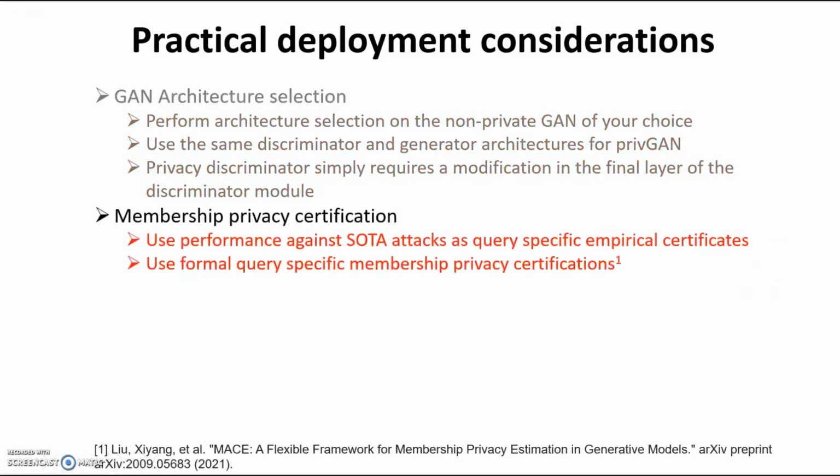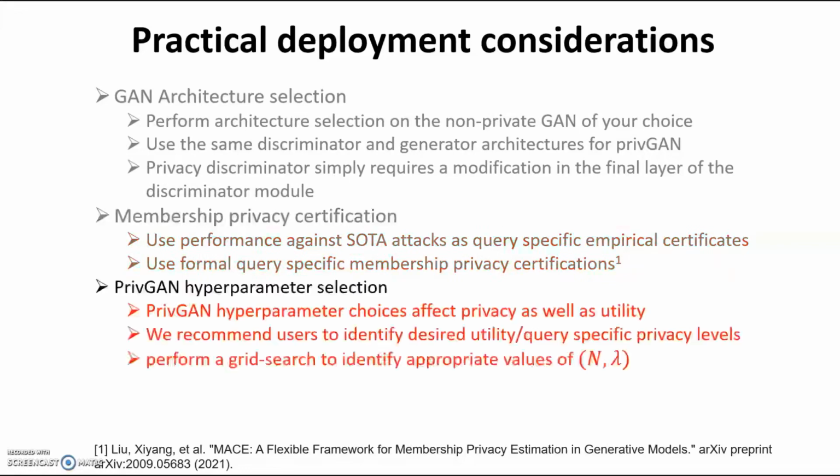Another consideration might be membership privacy certification for both the model and the synthetic data sets. We recommend using either state-of-the-art attacks as query-specific empirical certificates, or using formal query-specific membership privacy certification mechanisms as described in our follow-up work below. Finally, privGAN has two additional hyperparameters which affect both privacy as well as utility. We recommend users identify their desired utility and query-specific privacy levels and perform a grid search to identify appropriate values of n, the number of generators, and lambda that provide the desired utility and privacy levels. And this too can use the framework cited below.